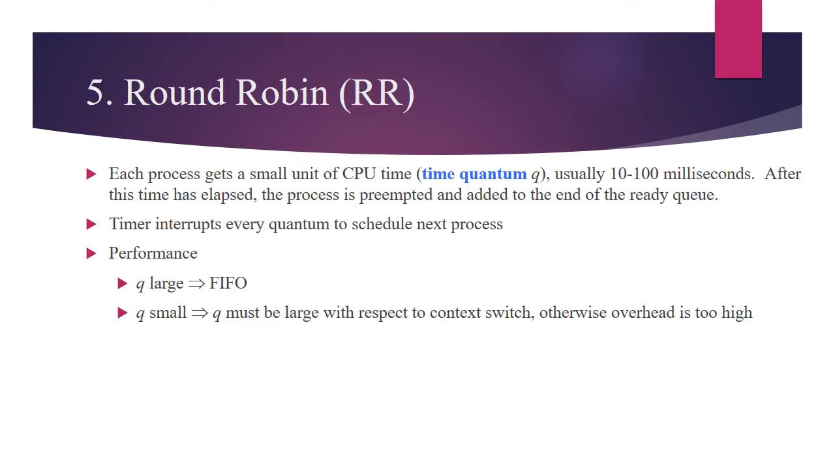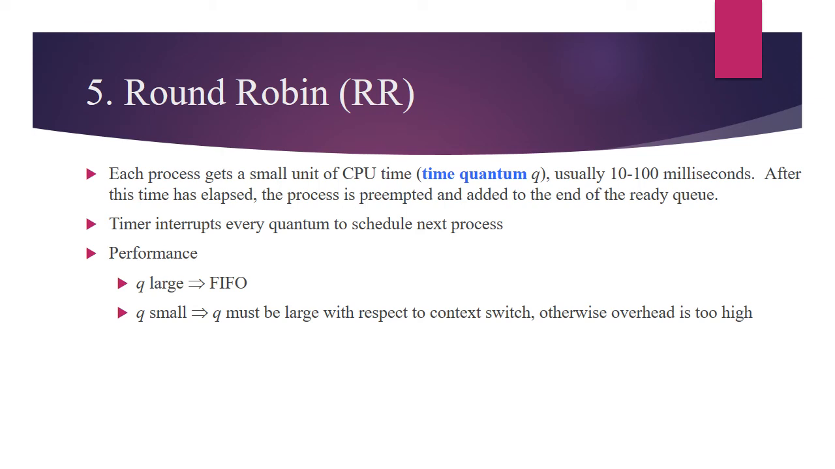Next is round robin. The difference between the previous algorithms and this algorithm is that each process gets a small unit of CPU time, a fixed unit of CPU time. We will call it a time quantum, represented by small q. It is usually 10 to 100 milliseconds, and after that time elapses, the process is preempted and added to the end of the ready queue.